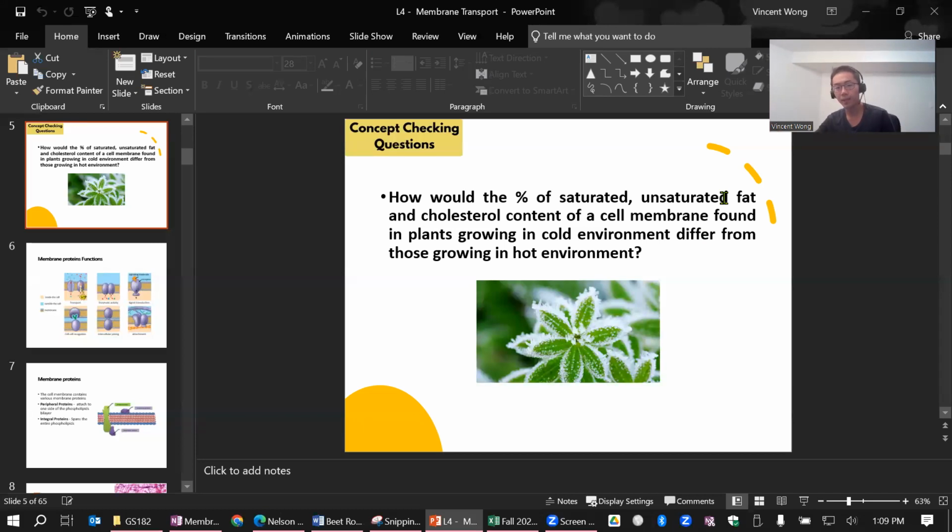Are we okay? When you label the organelle, please use the full name. Okay, don't put like RER. Okay, put like rough endoplasmic reticulum. Make sure you spell it right.